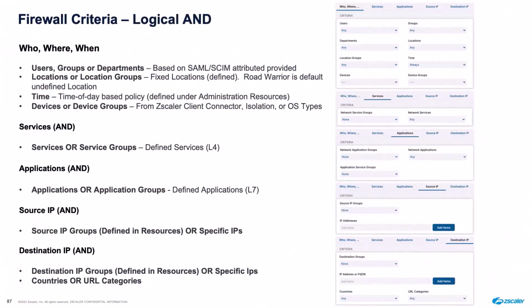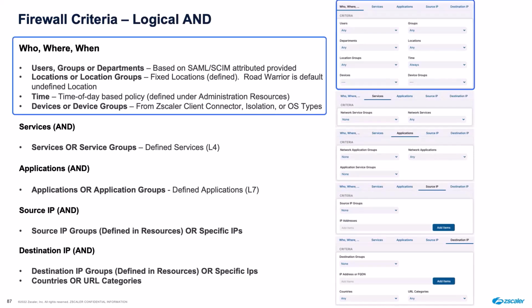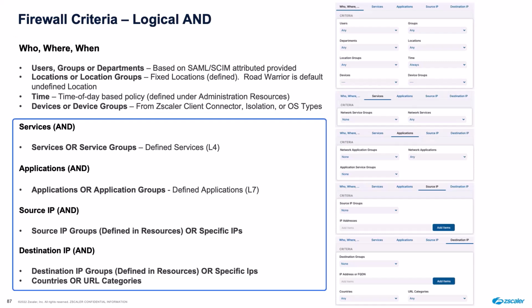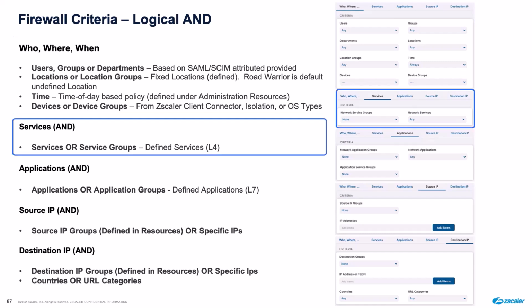The rules and criteria for firewall are then logically ANDed together across each of the different sections. So we make a decision based on first set of criteria are user and device based. Users, groups, departments, locations, location groups, the time, the devices, and the device groups. So we OR all of those together. So it's a user or the group or the department. We then logically AND those transactions with the services or the service groups.